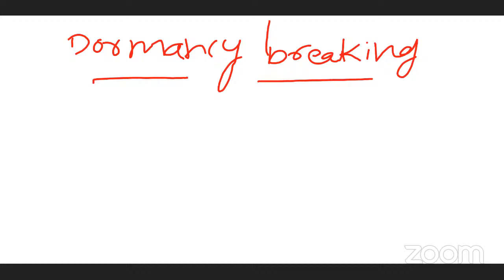If the embryo is under the dormancy period, how can you remove it? First of all, in physical dormancy, we already know how it occurs: due to the hard seed coat, right? So to break it, we should remove the hard seed coat, to make it a soft seed coat. Here we follow one method called the scarification method.